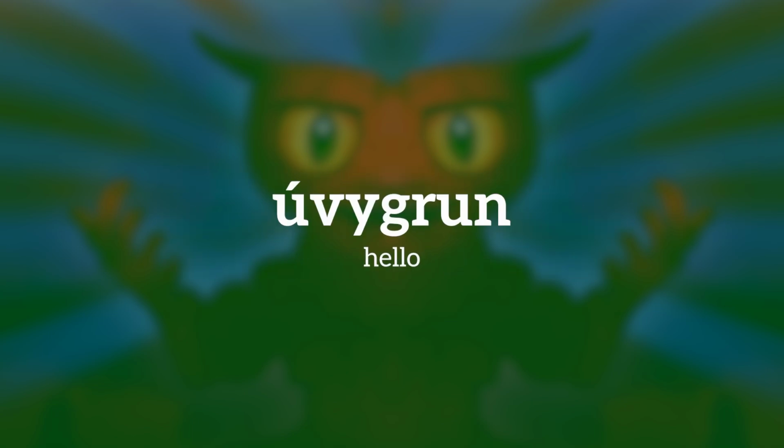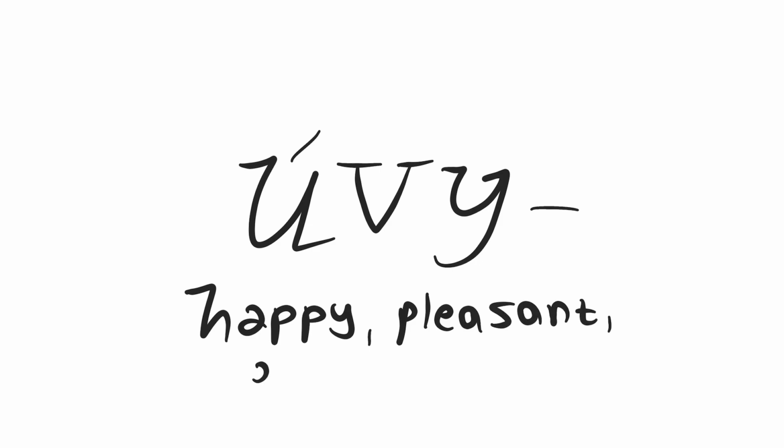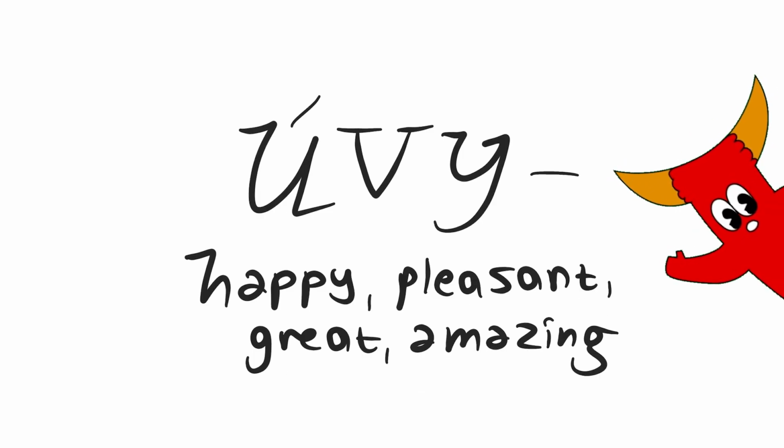Uigrun means hello. Hello, teacher. Hello, Willy. This word is generated with a prefix ui. It contains 3 letters. The second part, grün, simply means healthy. But grün means green in German. Yes, but this is not German, this is Epsognian.